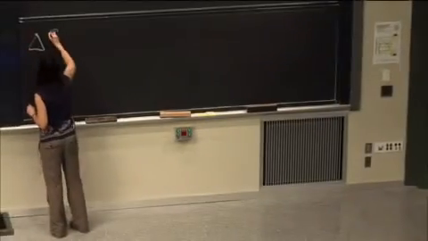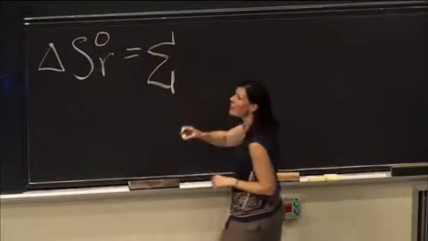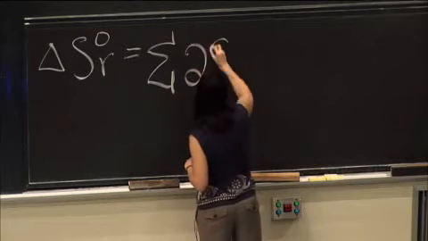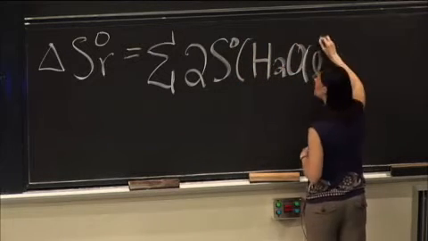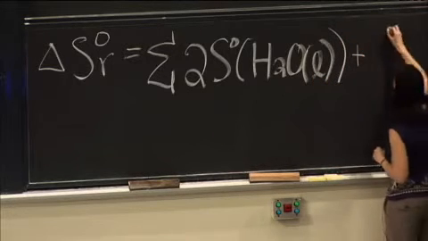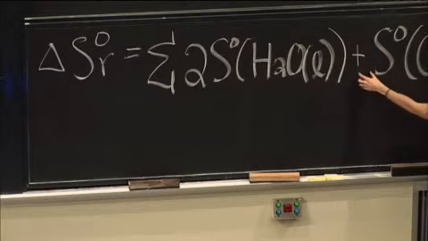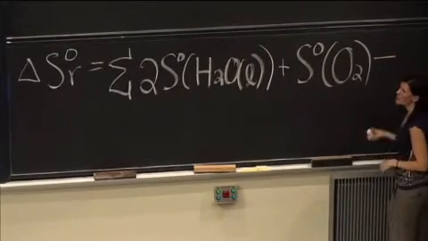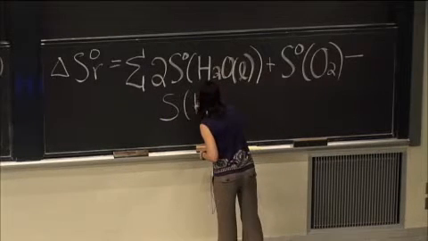So we're going to talk about delta S of the reaction. So that's going to be the sum of the entropy of the products. So we're going to be talking about 2 times the entropy of water. And we'll add to that our other product, which is molecular oxygen here. And we don't need to put a number out here because it's just 1 mole. So that's of O2. And we'll subtract from that the entropy of hydrogen peroxide here.